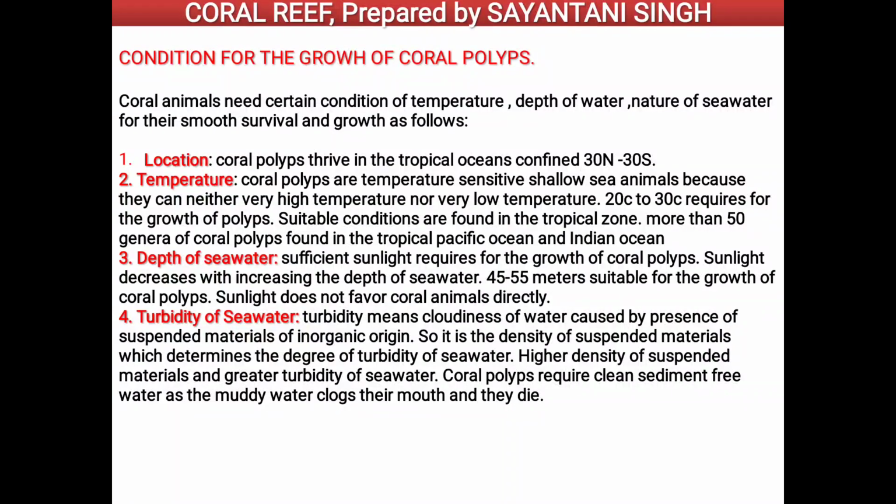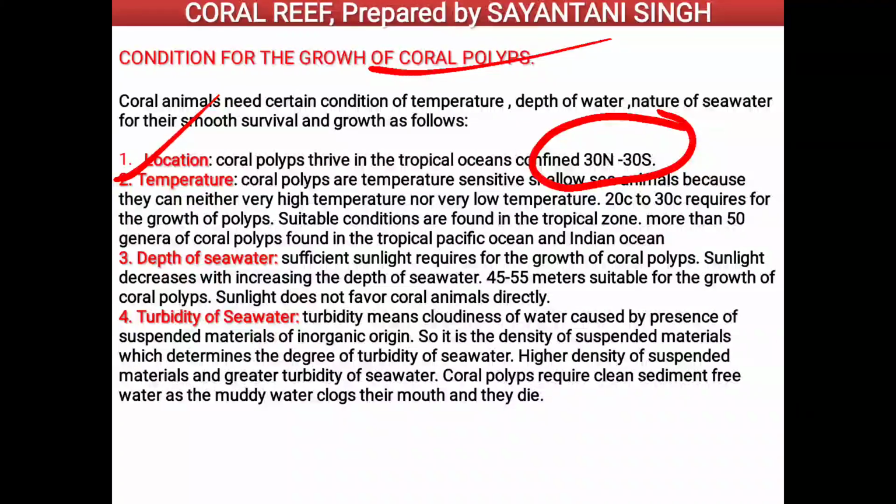Now we will be focusing on the conditions needed for the growth of coral polyps, because there are certain requirements to build up their colonies under the sea level. So coral polyps are basically found in the tropical region, which is confined to 25 to 30° north and 25 to 30° south. One of the most important features of coral polyps is that they cannot survive either very hot or very cold temperature. The suitable temperature for the growth of coral polyps is 20° to 30°.